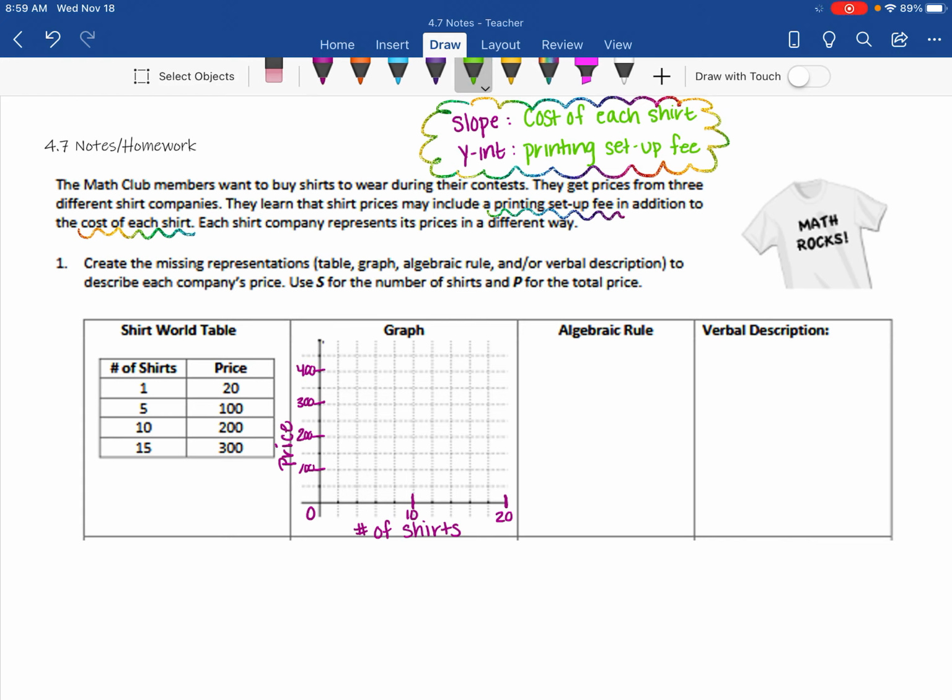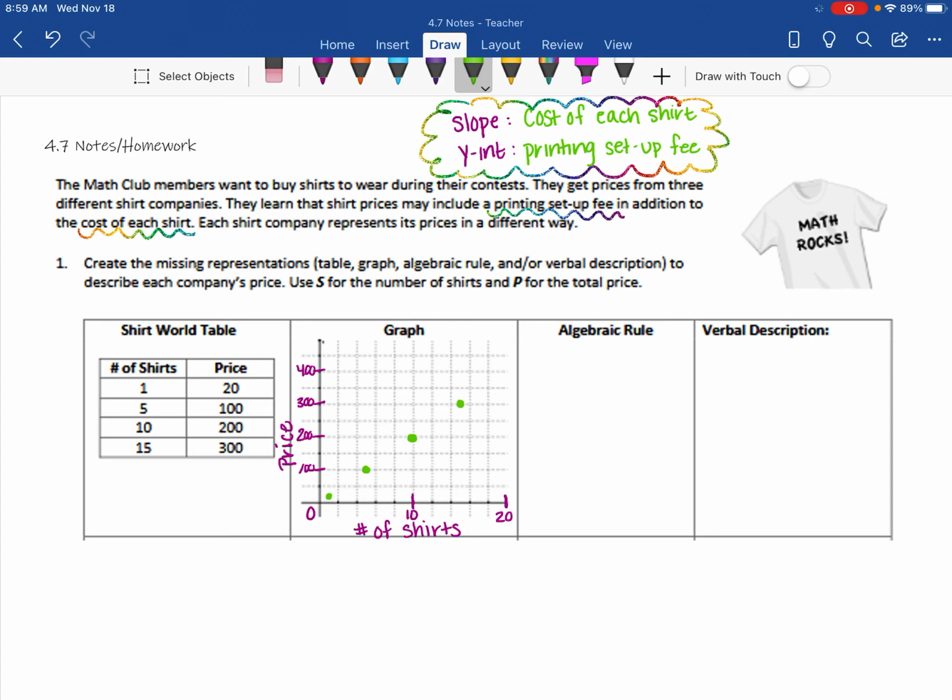Okay. Last thing I need to do is plot these points. So I have one shirt, costs $20. So one shirt would fall exactly halfway between 0 and 2. And 20 would be almost halfway between 0 and 50. 5 shirts would be between 4 and 6, and 100 is right on a grid line. 10 shirts is on a grid line, so is $200. 15 would be exactly halfway between 14 and 16, and 300 is on a grid line.